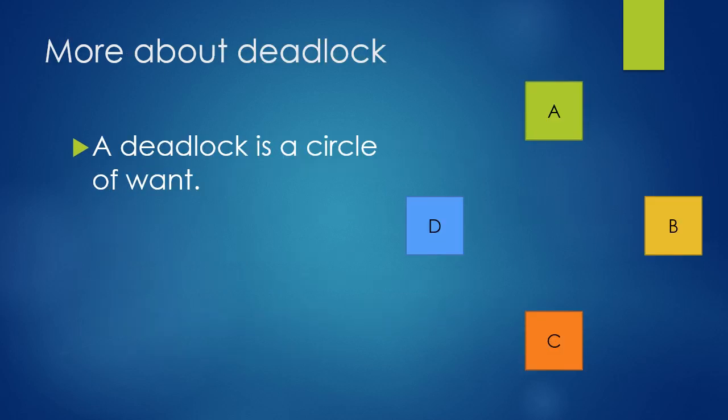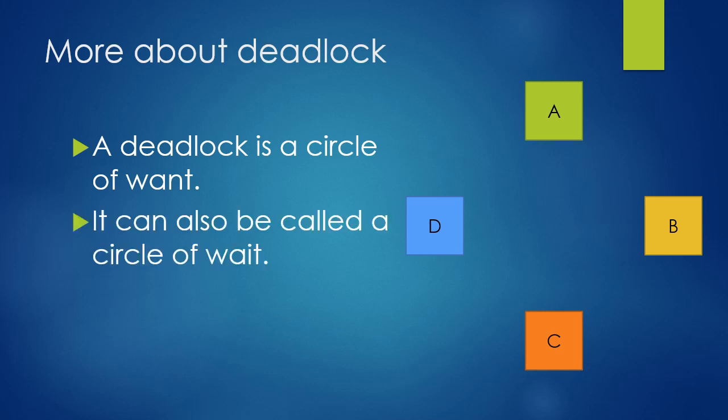A deadlock is a circle of want. It can also be called a circle of wait. A wants something B has. B wants something C has. C wants something D has. D wants something A has.